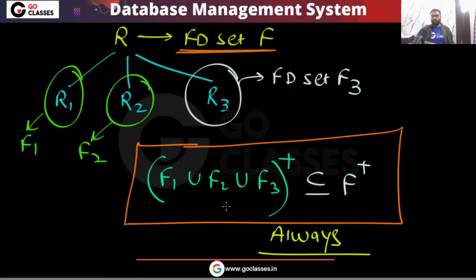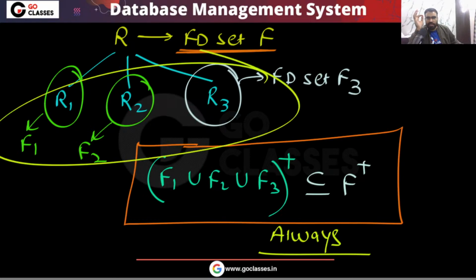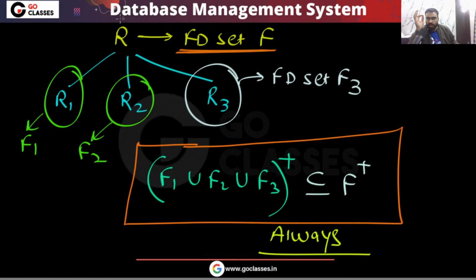I hope you understood the idea. Again, I am telling you that this relation R we are decomposing into sub-relations. So it is never possible that a new functional dependency can hold in these sub-relations which is not present in the original relation R. New functional dependency you can never get. But maybe some functional dependency of R is lost in this decomposition. That is possible.